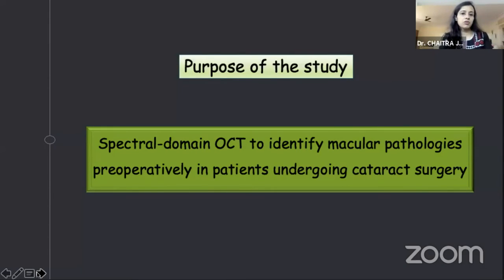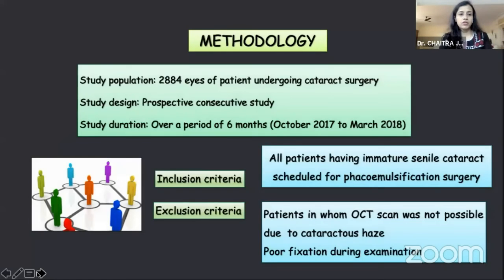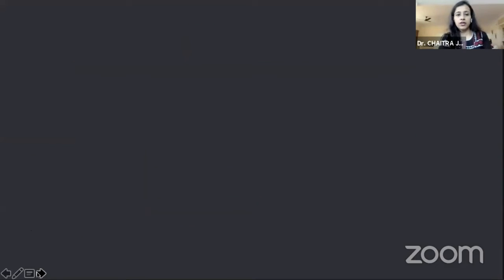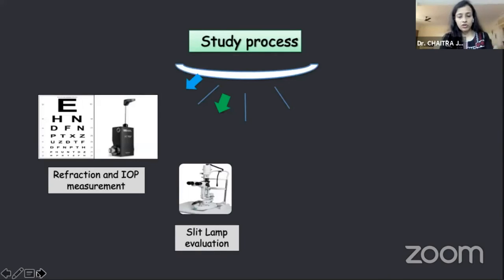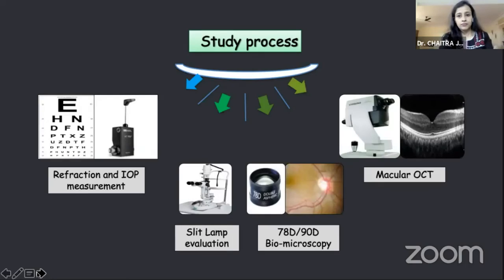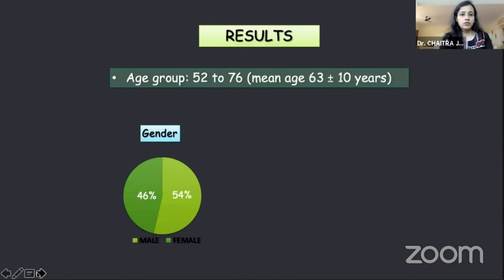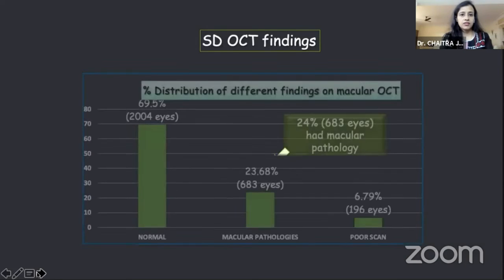So we did a quick study where we looked at the SD-OCT to identify macular pathology preoperatively. We had a large study population and it's still ongoing; it was a prospective consecutive study. And we included all patients undergoing cataract surgery in whom we could get good OCT scans. Chaitra, if you can summarize this whole thing, you can go to the summary.